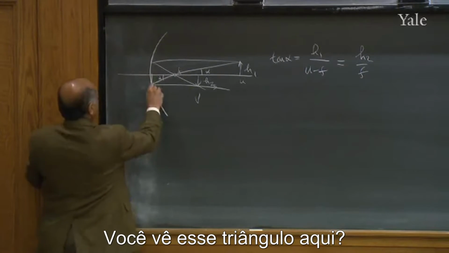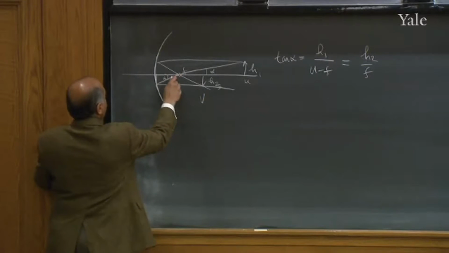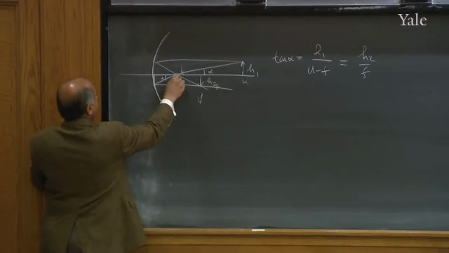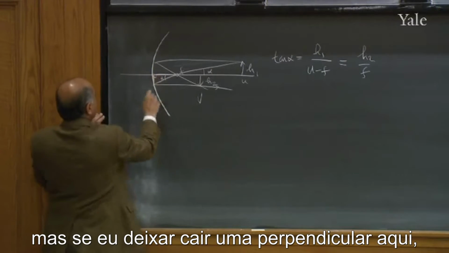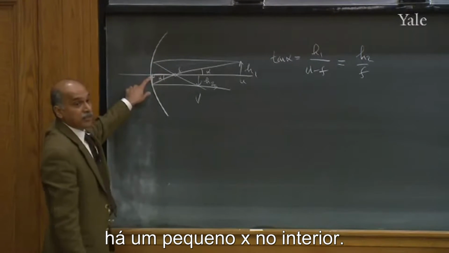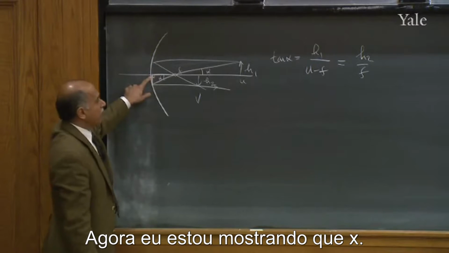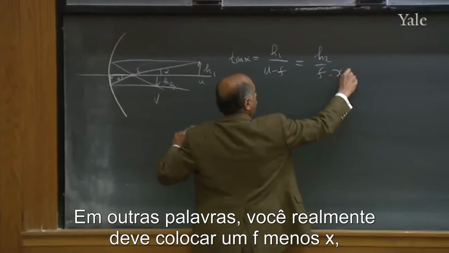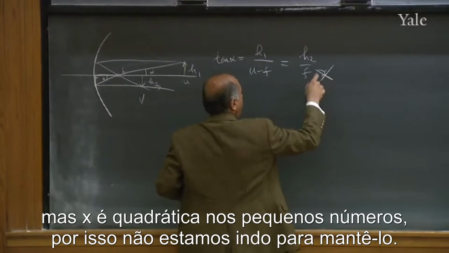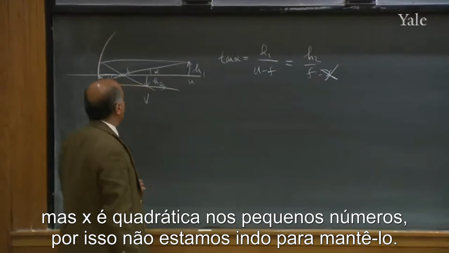You see this triangle here? That height is certainly h2. That length is not quite f. F goes all the way to the mirror, but if I drop a perpendicular here, there's a tiny little x inside. I'm not showing you that x. I'm neglecting it. In other words, you really should put an f minus x, but x is quadratic in the small numbers, so we're not going to keep it.